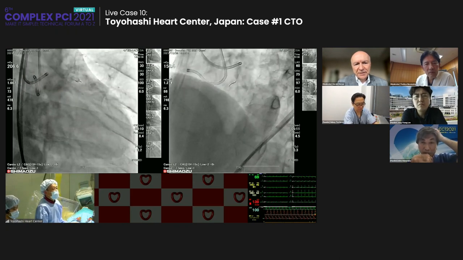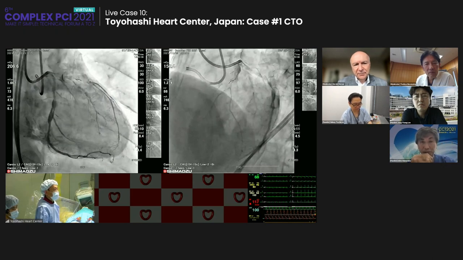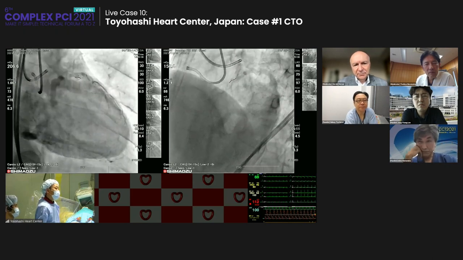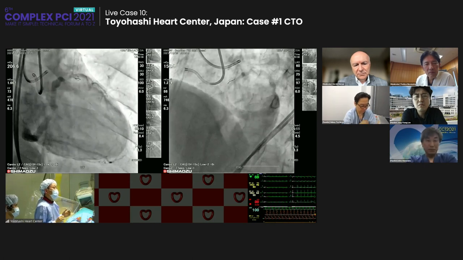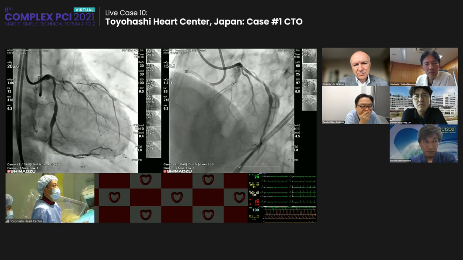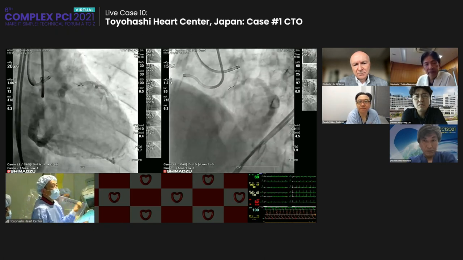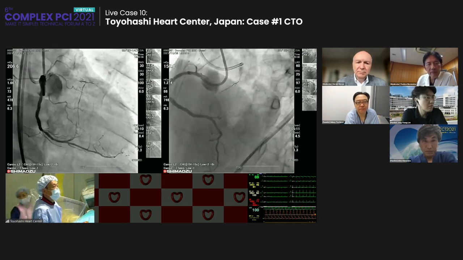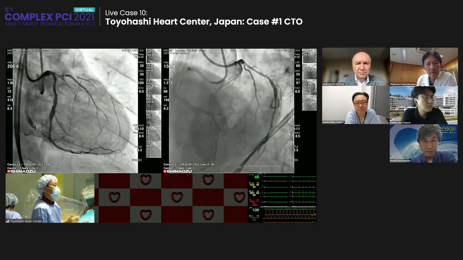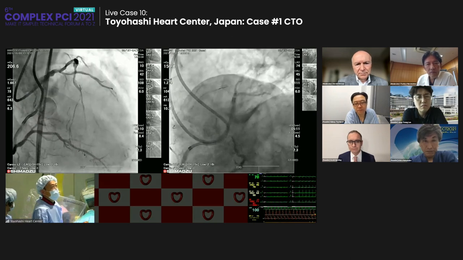And do we have any idea when the reocclusion might have happened? Maybe the stent was deformed, which means the stent shortened. Originally, maybe the stent was covered distal to the first septal, but after putting back the filter wire, the stent was deformed and shortened. So that is one of the reasons for the reocclusion of the distal segment.